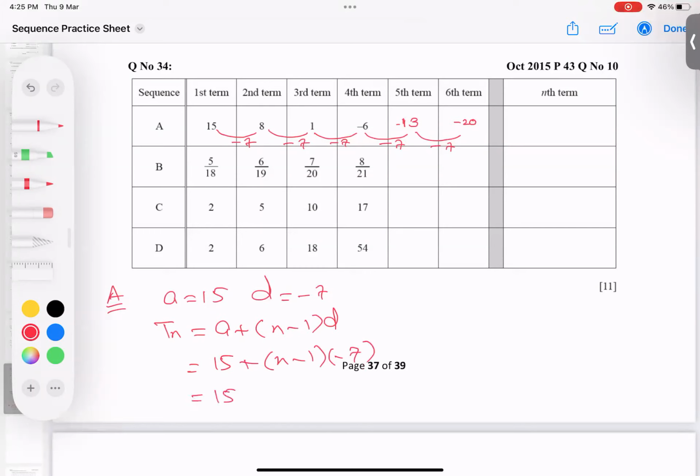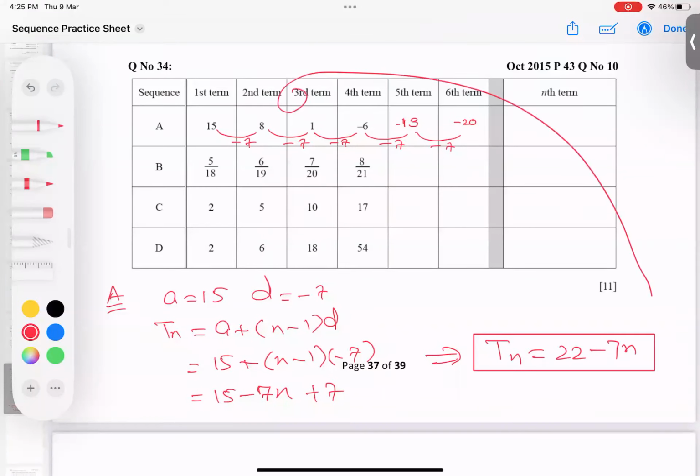It means 15, and this -7 multiplied with the n, you get -7n. And negative times negative becomes +7. And finally, I get what? Sequence A's nth term is 7 plus 15, which becomes 22 minus 7n. And I can check it, I can check whether it is right or wrong.